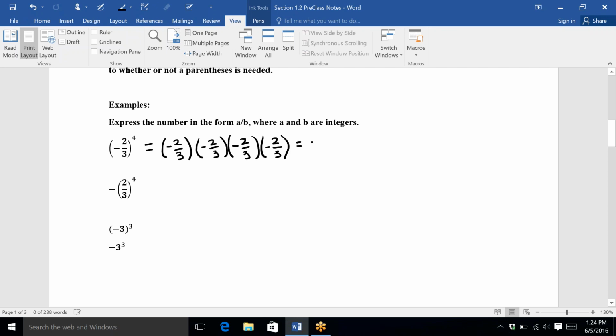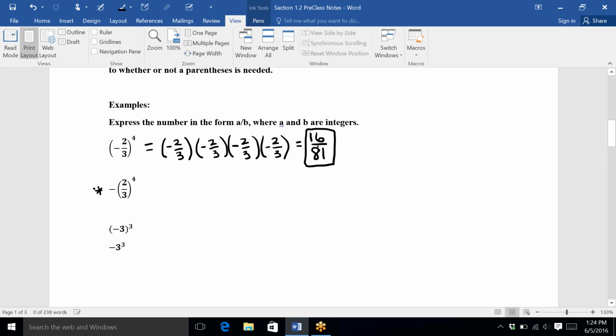And when we multiply that out, that makes a positive. And then we have 2 times 2 times 2 times 2, which is 16, over 3 times 3 times 3 times 3, which is 81. So this final answer would be 16 over 81 with a positive value overall.